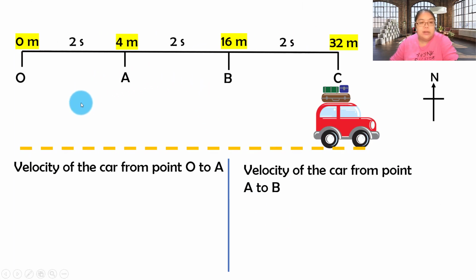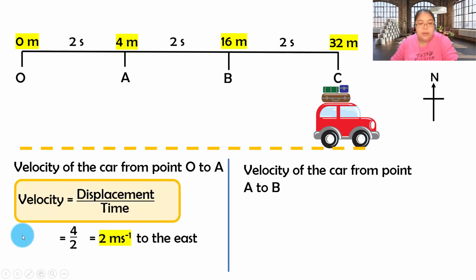Okay, now we're going to see this diagram. From O until C, every time taken is 2 seconds, then the meters keep increasing. So from here, the first question they ask is the velocity of the car from O to A. Just O to A. So we're using the velocity formula, displacement over time. Displacement is 4 meter. So straightforward, 4 meter over 2. So your answer is 2 m s^-1. Remember, velocity has direction.